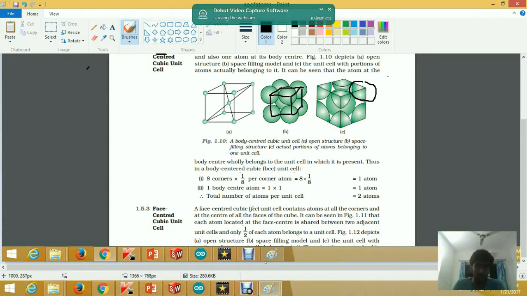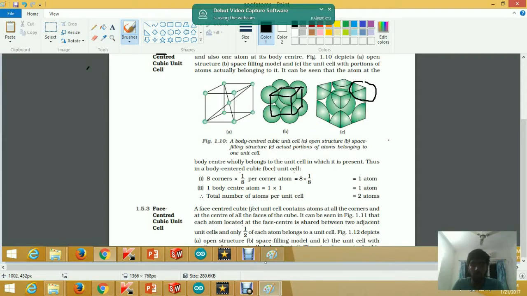Since it is 1/8 the volume of the sphere, we can do the calculation very easily. There are totally 8 corners in a cube, and the volume comprised by one corner is equal to 1/8 per corner atom. So when you multiply 8 into 1/8, we get 1 atom. And there is 1 atom that is completely enclosed by the cube, which makes it 1 into 1, that's equal to 1. So totally there are 2 atoms.